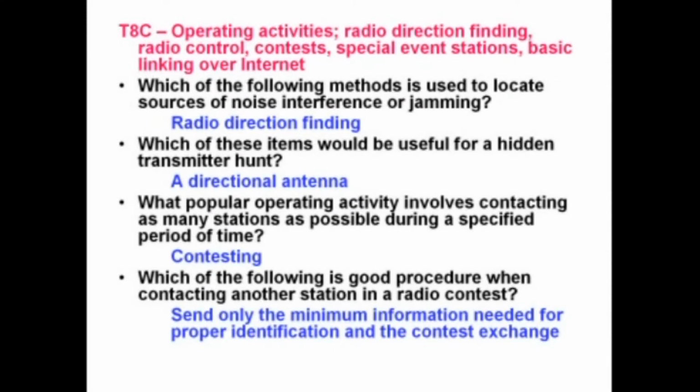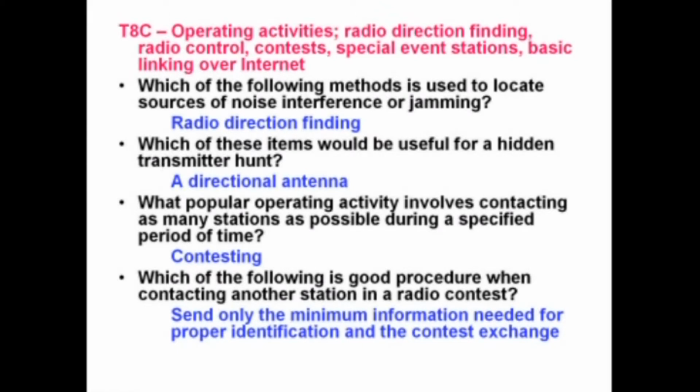Okay, T8C, operating activities: radio direction finding, radio control, contests, special event stations, basic linking over Internet. Which of the following methods is used to locate sources of noise interference or jamming? Radio direction finding is used to find out where a signal is coming from. If somebody is jamming your signals, you might be able to locate them by using radio direction finding. Or if there's noise in your area, you may be able to find the source of the noise by radio direction finding.